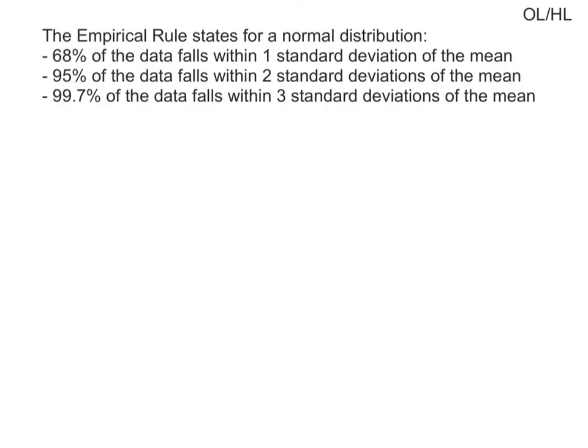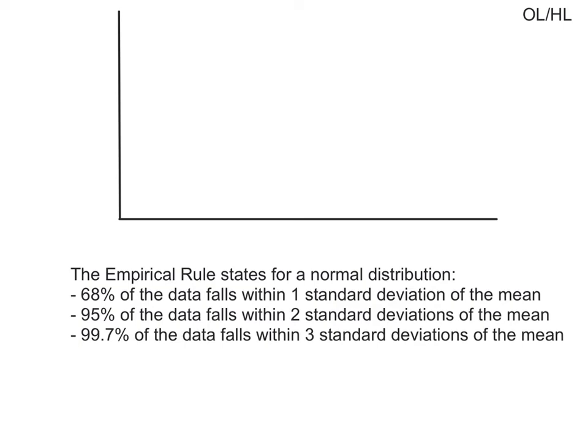Another requirement for a distribution to be a normal distribution is that the empirical rule must hold. The empirical rule states for a normal distribution, 68% of the data falls within one standard deviation of the mean, 95% falls within two standard deviations, and 99.7% falls within three standard deviations. Let's have a look at this on a normal distribution.